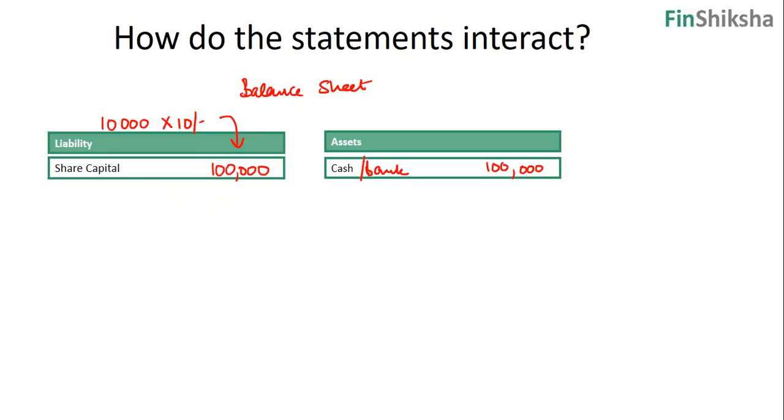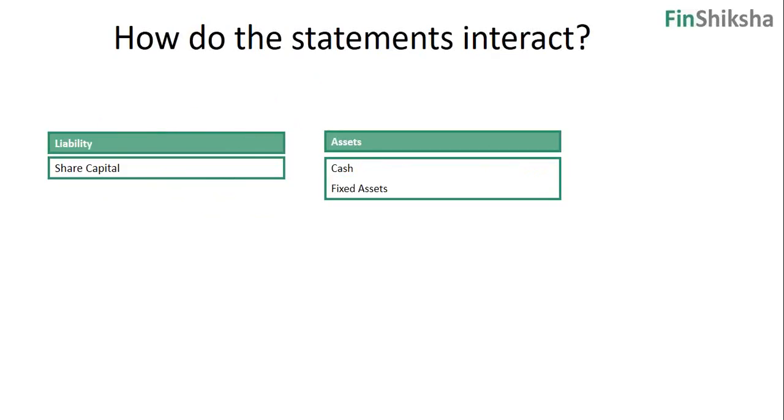Now the business starts, and this is right at point 0. Now you can start running the business. As you start running the business, remember that the share capital is still 100,000 or 1 lakh. The cash could be used to buy fixed assets. So maybe you bought 1 lakh rupees of fixed assets and cash is 0, right?